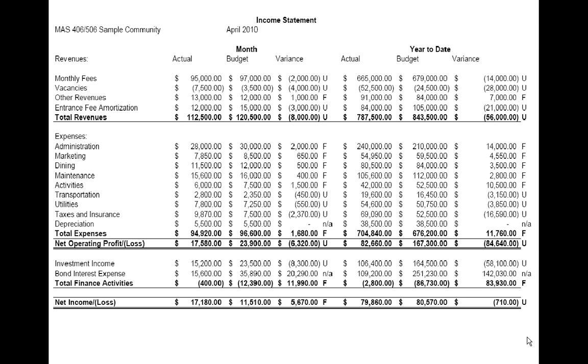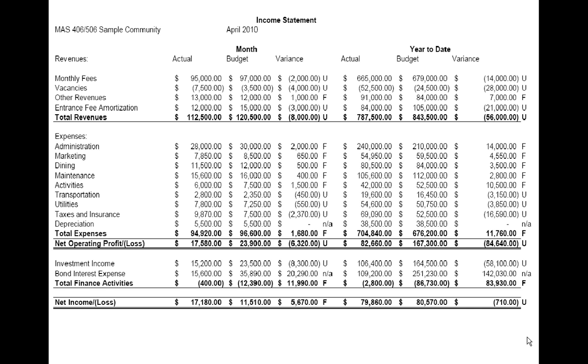Revenues over expenses give us a net operating profit or loss. In this case, our operating profit is $17,580. And then below that bottom line we have investment or finance activities, investment income, and also interest expense on the loans we have outstanding for a total net income loss of $17,180.